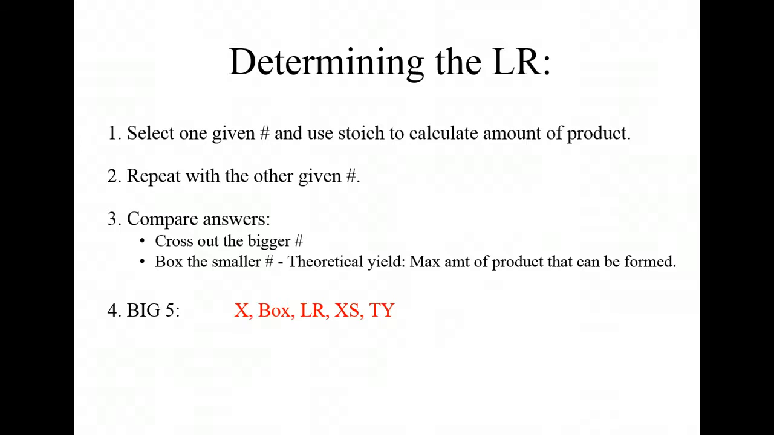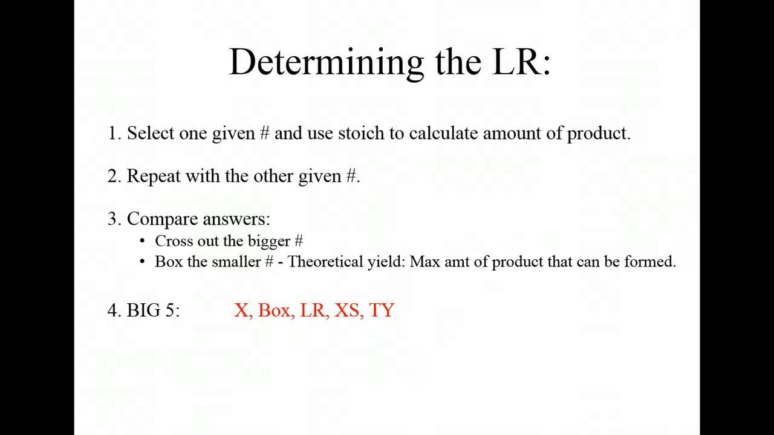Since there's so many calculations going on, and kids sometimes tell me they have a hard time keeping everything straight, I always encourage them to label what I call the big 5. In that labeling process, you'll put an X through the bigger answer, as I mentioned earlier, a box around the smaller answer, and then you want to continue to label the limiting reactant, the excess reactant, and the theoretical yield. And we will look at an example of how to do that.